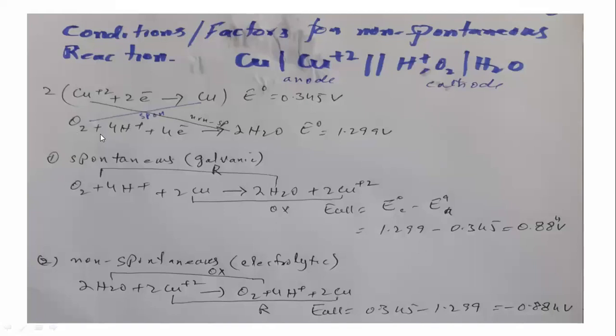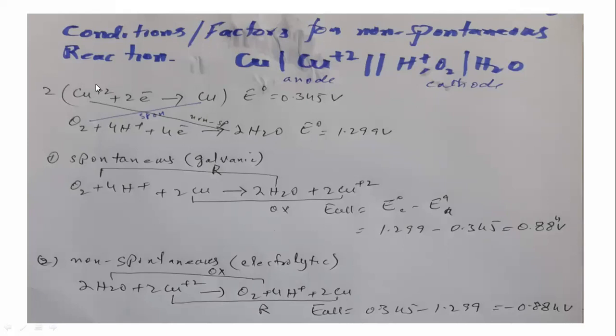And I have written that these are the reactants over here. So this copper plus oxygen, hydrogen, forming these will be the product over here. So these are the water, and this will be the product which is written over here. And you can calculate the cell potential. It is cathode minus anode. This formula will remain the same. So 1.299 minus 0.345 gives you the value of 0.884 volt. So this is the non-spontaneous way.